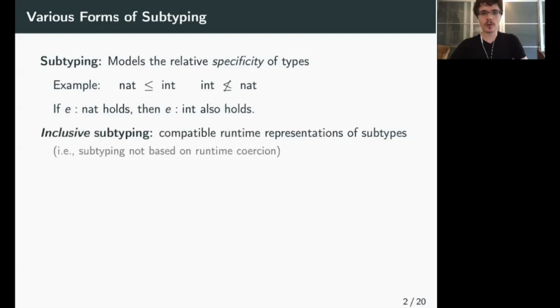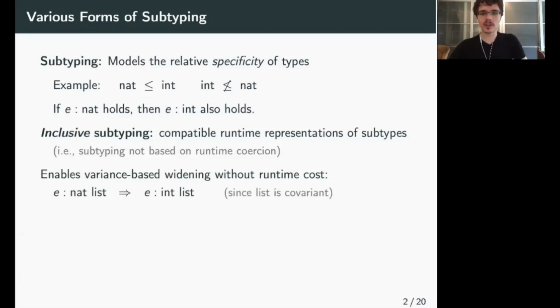In this work, we focus on inclusive subtyping, in which the types in a subtyping relationship share compatible runtime representations, meaning that no runtime coercions are needed. Inclusive subtyping is useful because it can express relationships between data types based on their variance. For instance, since the list data type is covariant, nat list is a subtype of int list, so that a list of natural numbers can be used in place where a list of integers is expected.